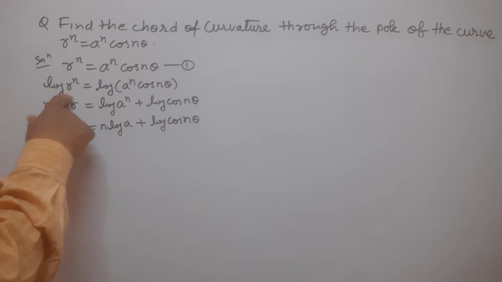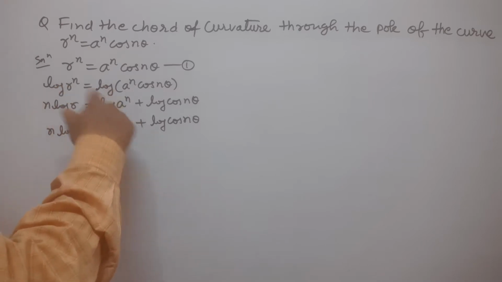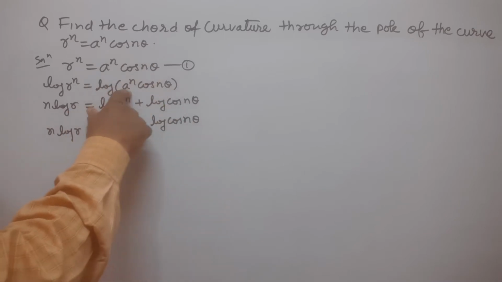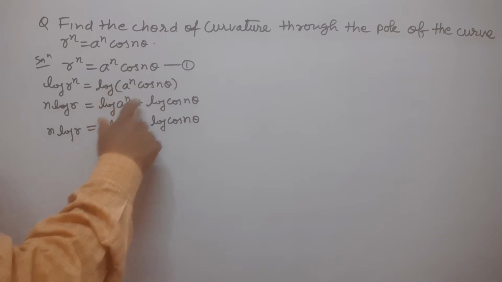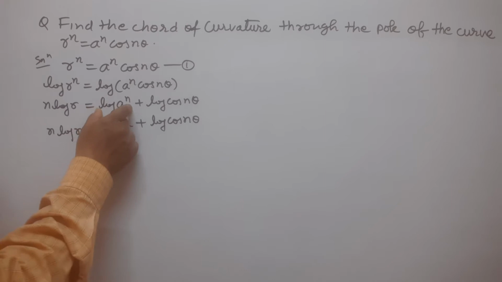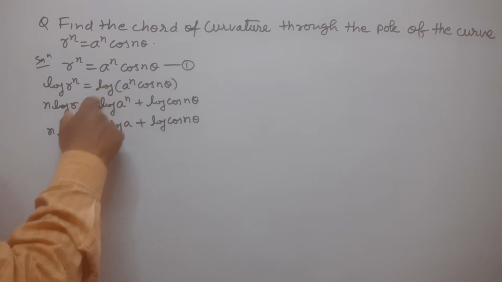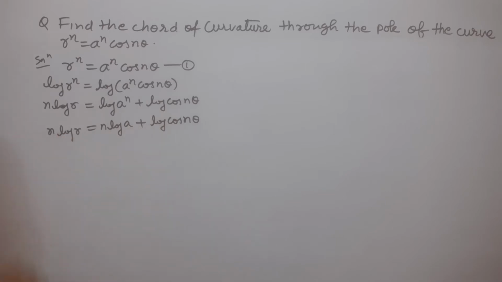We can write log r to the power n can be written as n log r, and on the right hand side we use formula log m into n, that is log m plus log n. So this can be written as log a to the power n plus log cos n theta. Now using here formula of logarithm, so this n before the log, so this is n log a plus log cos n theta is equal to n log r.